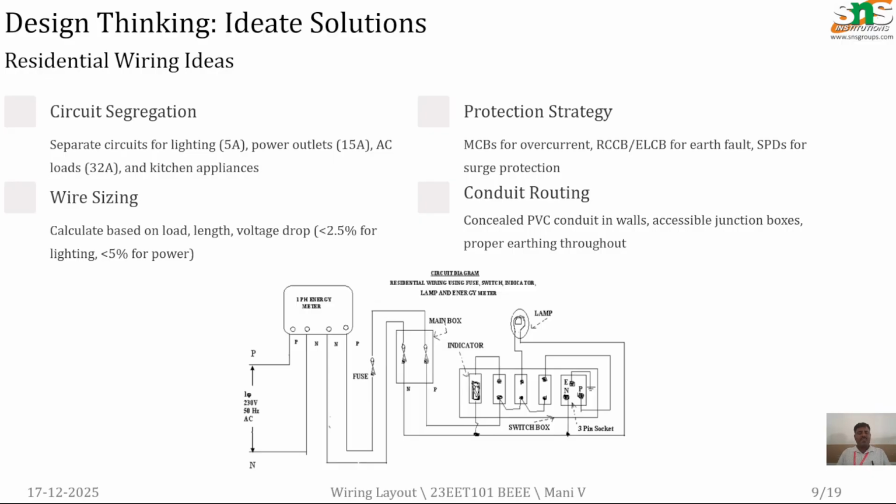Here, the power supply coming from the utility pole is taken into the single phase energy meter, and from the output of the single phase energy meter, it is connected to the fuse. After that, it is connected to the miniature circuit breaker, followed by the distribution board. From the distribution board, the supply goes to all the switch boxes, and through the switch boxes and switches, we are splitting the supply to the various loads. So this is the main concept and main idea of a residential wiring system.